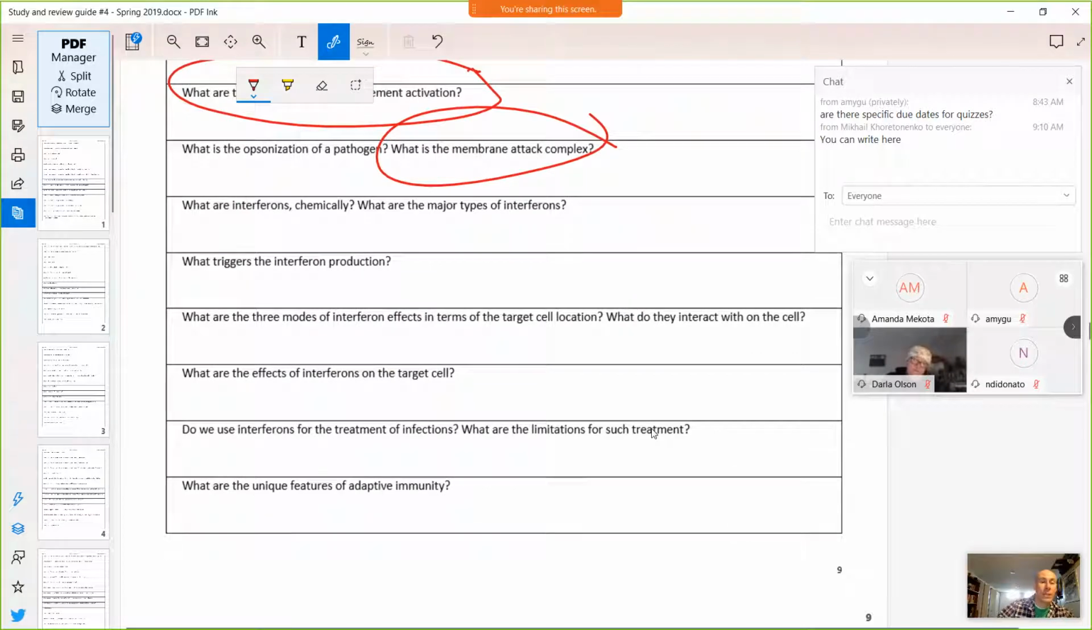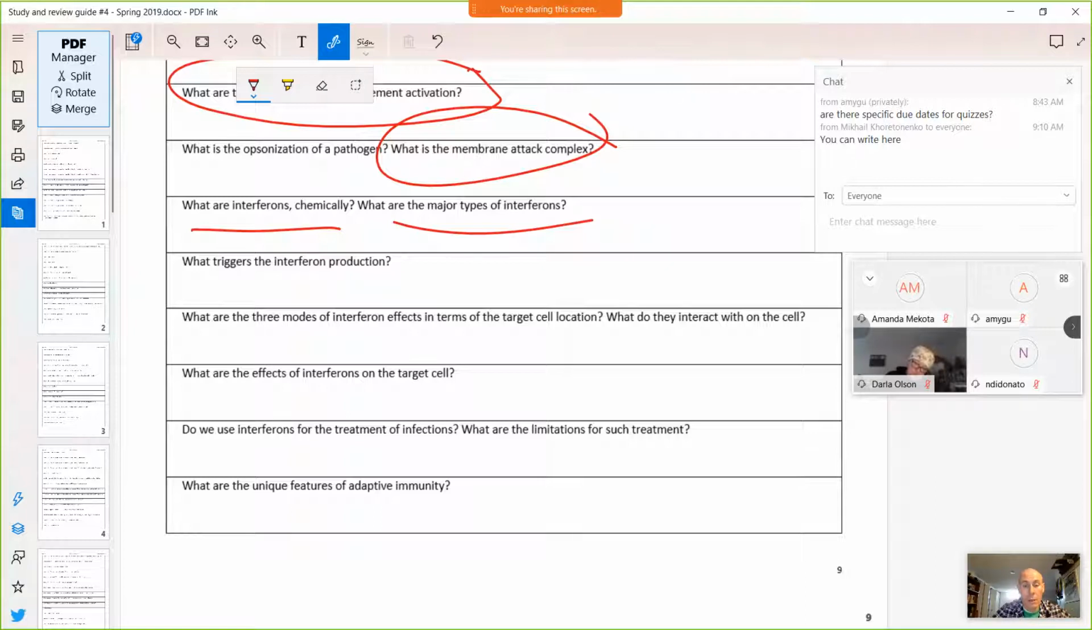Interferons, chemically proteins, major types 1 and 2. Interferon production is triggered by infection. So basically you have a cell that's infected, it produces interferons. Interferons are released from the cell. They can act on the same cell, that's autocrine effect. They can act on an adjacent cell, that's paracrine effect. And they can enter the bloodstream and act on distant cells, that's endocrine effect.